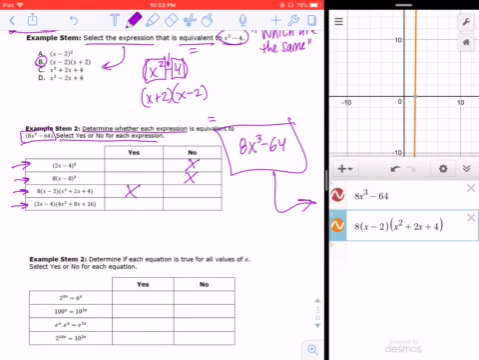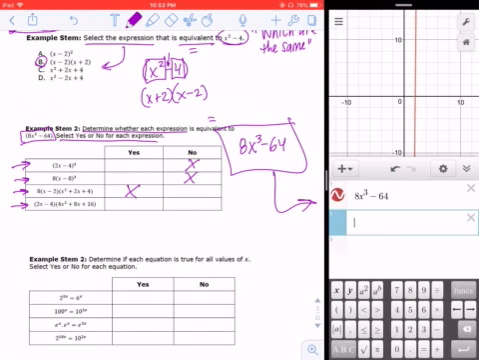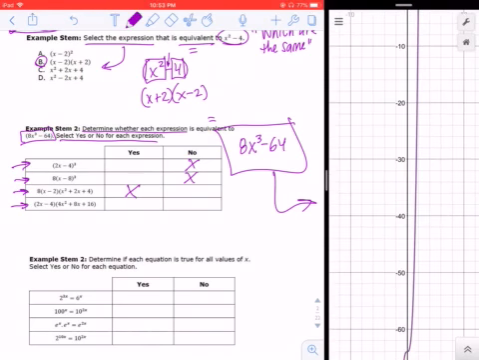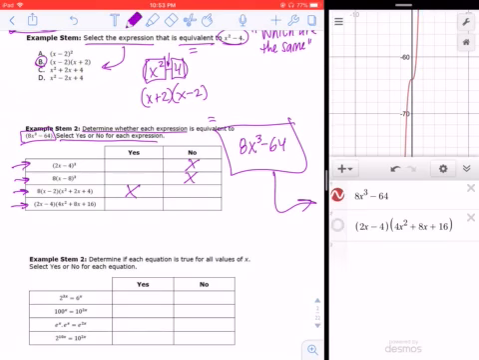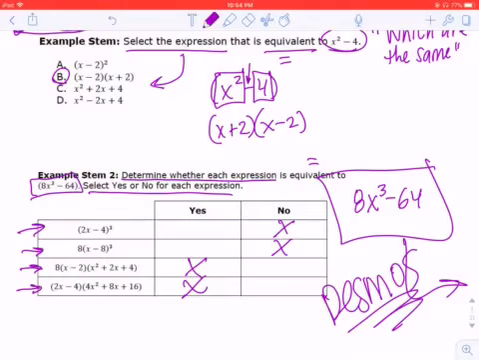I can do the same with my last one, 2x minus 4, and 4x squared plus 8x plus 16. I can see again my purple and red lines are the same, so that must mean that they're equivalent. All right. So that's a quick way to use Desmos on a problem that we don't really know how to solve. We're just trying to find equivalence, so looking for the same graph.